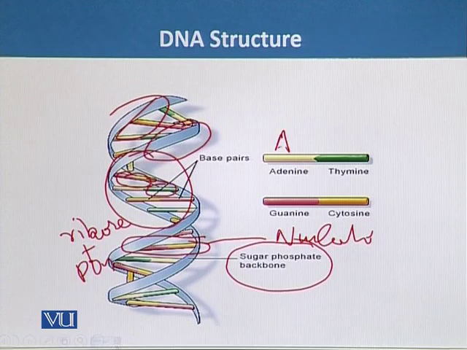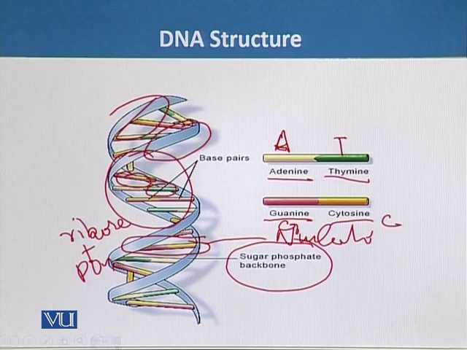One is adenine, which we can also represent with A. Another is thymine, represented with T. The third one is guanine with G, and cytosine with C. We can see here that adenine will always bind with thymine, and guanine will always bind with cytosine.